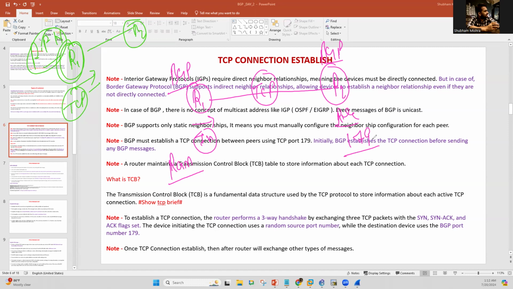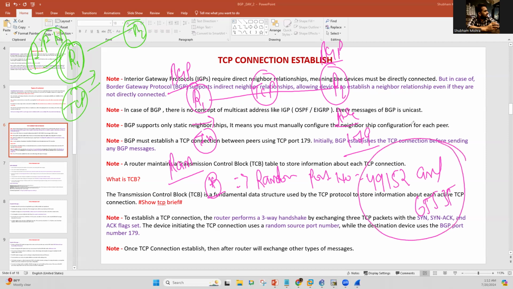Yes or no? Yes. Now, the first point you have to remember: generally, devices use a random port number. What is the range? 49152 to 65,535. Generally you will find routers use a random port number in this range. Getting my point, everyone?